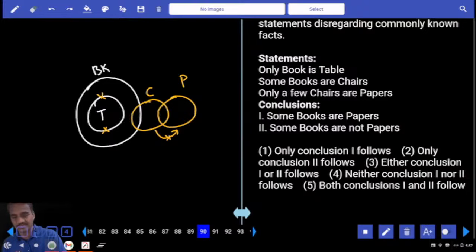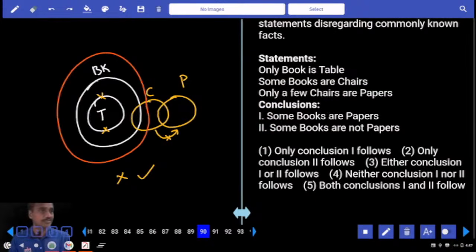Some books are papers, that is false. Some books are not papers too. Now to make this one false, we need to draw all books are paper. I mean, the book inside the paper. Possible or not possible? Now if you have done like this, this will be false. At the same time, some books are papers. Now it has become true. Then what is your answer? Either one not. Either one not, choice 3, question number 90.